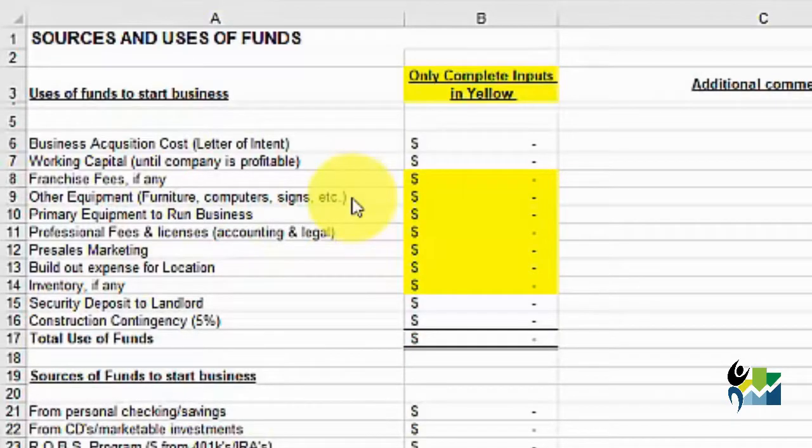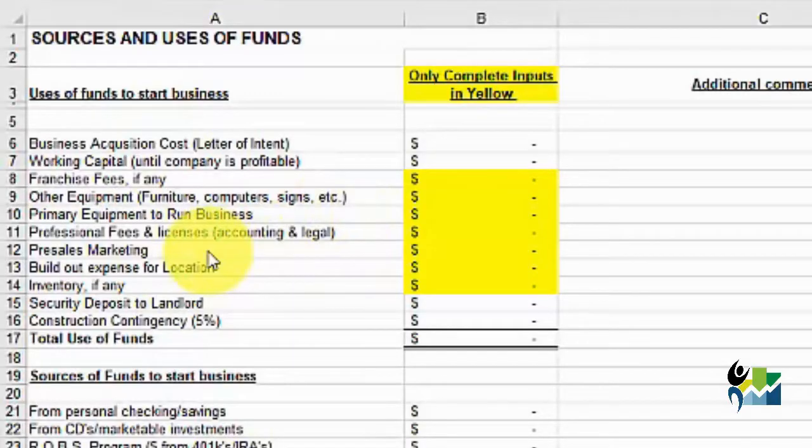Next is the equipment. How much equipment are you going to need? And when you put equipment, don't just put the equipment you're going to need to run the business. So for instance, if you're a Signarama, as an example, you're going to need sign making equipment, but you're also going to need equipment like a sign on the front door. You might need audio visual equipment that's in the space itself. Your furniture, as an example, in your lobby. All the equipment you're going to need should go into the equipment line.